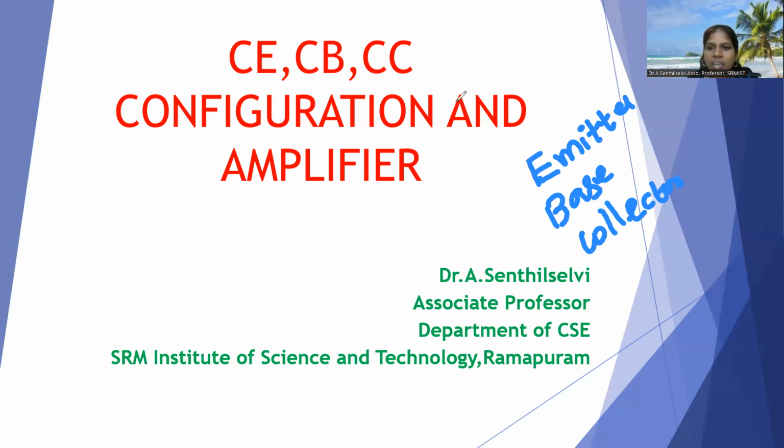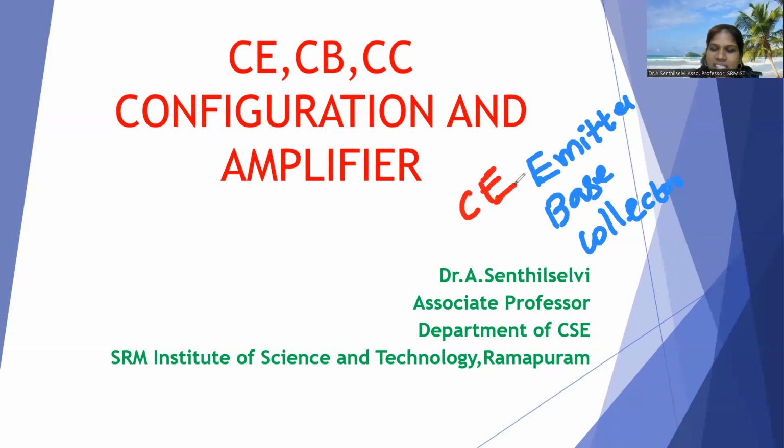But if you are giving an input connection to that particular amplifier and you want to take an output, we need 2 points to give an input and 2 points to take an output. How is it possible? Among these 3 terminals, we take any one terminal as the common terminal. If you take emitter as the common terminal, that is called common emitter configuration. Simply, we can call it CE configuration.